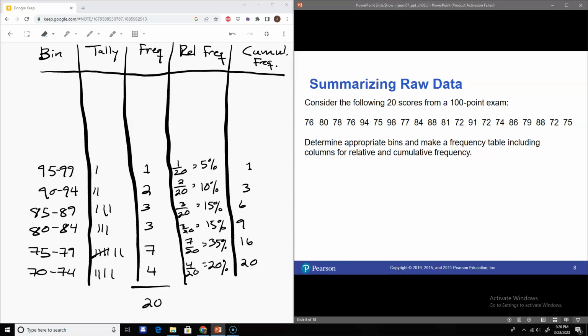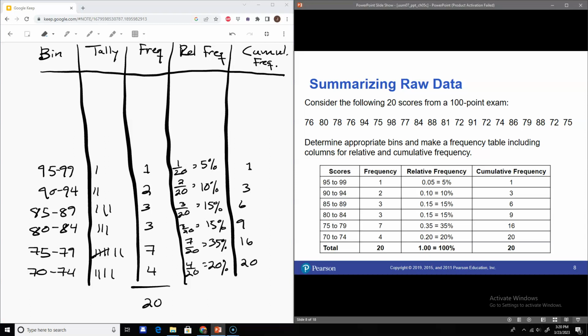So let's go ahead and look at our next slide and see if we got all our answers. Yeah, so we have all the right percentages there, 5, 10, 15, 35, and 20, and then the cumulative frequency matches as well. So the only thing they left off is kind of like the tally marks. That helps you organize it if you're ever doing this by hand. So let's go ahead and move on.